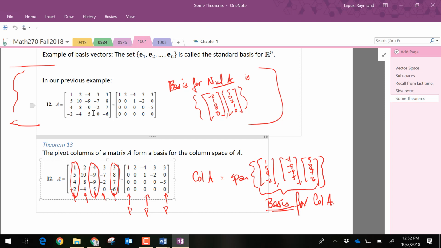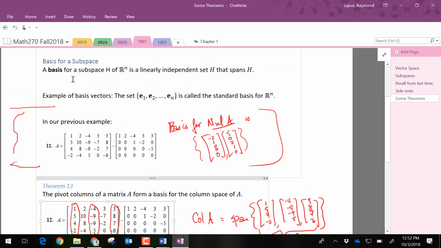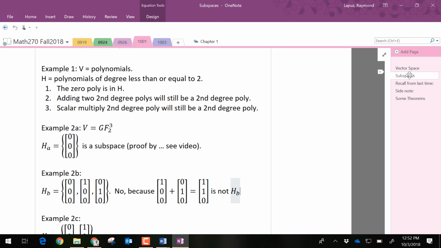Speaking of basis, a basis of a subspace is a set of linearly independent vectors that span the whole thing. Okay? This is the minimum amount of vectors you can have to describe the whole subspace. All right? So to make that idea make more sense, I'd like to take a look at some of our examples of the subspaces.